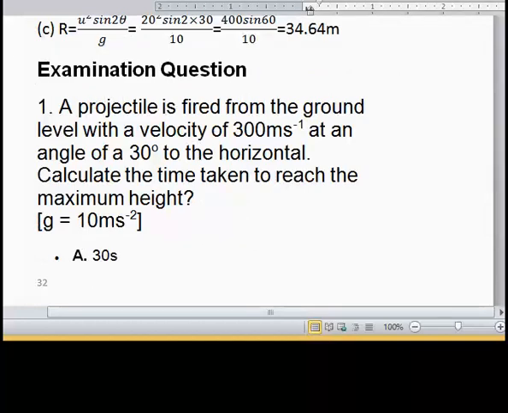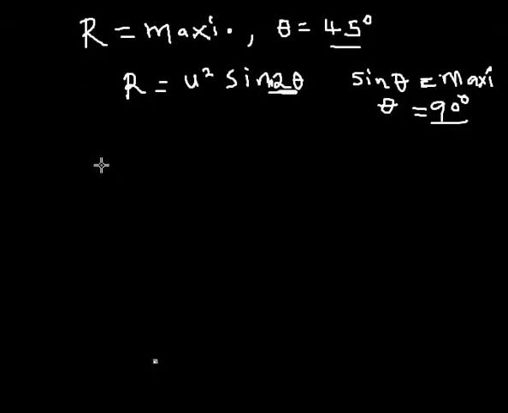All right, so I believe there's still another question I need to solve. It goes this way: a projectile is fired from ground level with a velocity of 300 meters per second at an angle of 30 degrees to the horizontal. Calculate the time it takes to reach the maximum height. This is the time to reach the maximum height, not the time of flight. I hope you know the difference. The time, that's going to be small letter t.